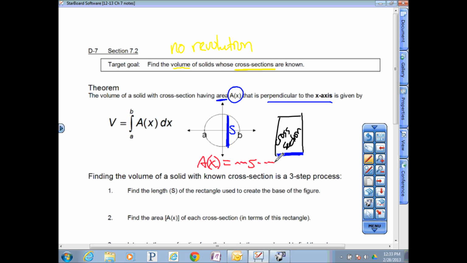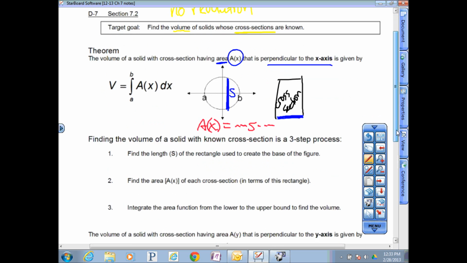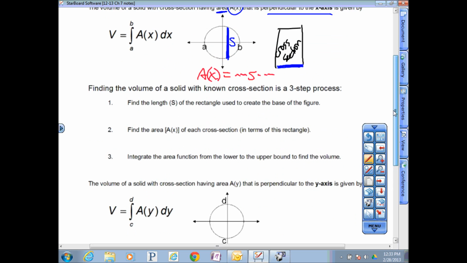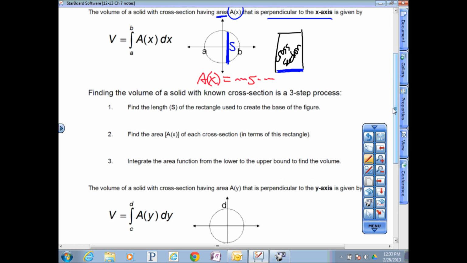So here's your 3 steps that it's going to take when we talk about this. And by the way, the only difference of this part down here on the bottom, I'll get to in a sec. So the first thing I'm going to do is figure out how long S is. How long is my rectangle in terms of the function that I'm given? So this is probably going to have an x in it for most of the problems that we do. Find the area in terms of that cross-section.